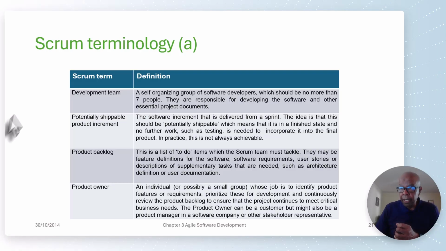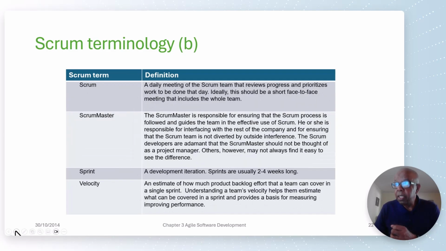The next thing in some of these slides, the Scrum. In the daily Scrum, the team reviews progress and priorities. The Scrum Master is responsible for ensuring the Scrum process is followed. A Scrum Master is not a project manager. The Scrum Master makes sure that the Scrum process is proceeding as efficiently as possible. This is one of those nebulous terms.